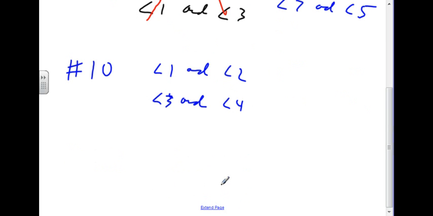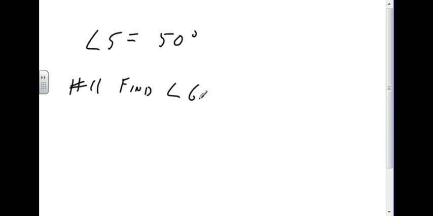Okay, measure angle 5. Angle 5 is 50 degrees. Okay, so number 11, find angle 6. Well, 5 and 6 are complementary, so 90 minus 50 is 40 degrees, which is the measure of angle 6.